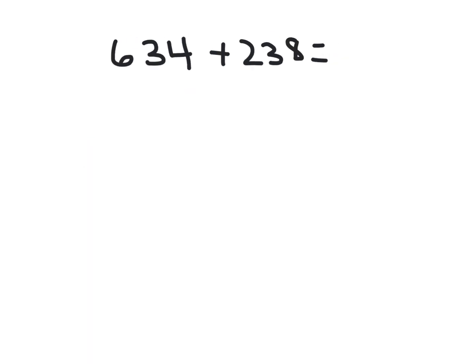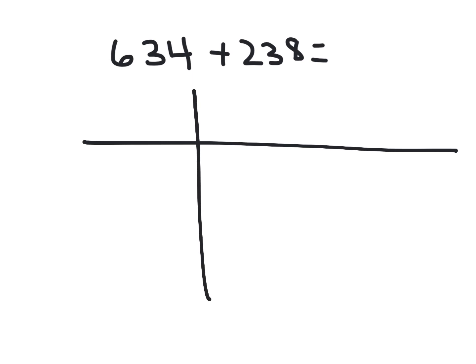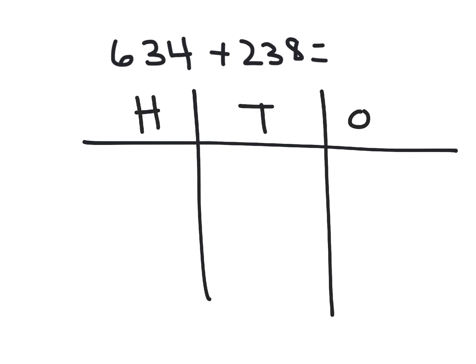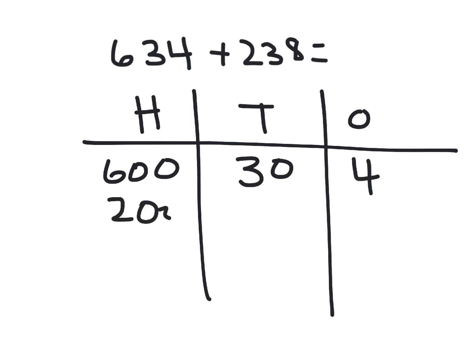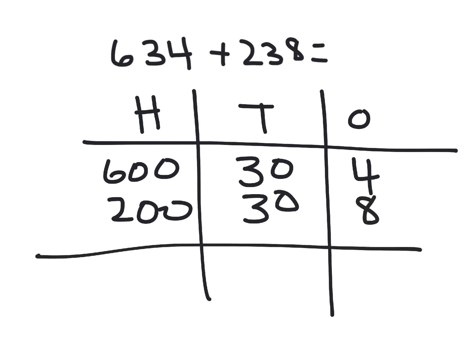Erase your board. Let's get ready for another problem. Go ahead and write this down. 634 plus 238. We're using expanded form still. Hundreds, tens, ones. Pull apart the problem. 600, 30, 4, 200, 30, 8. We are adding.